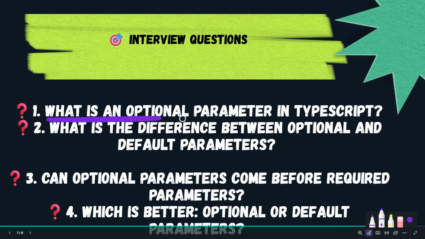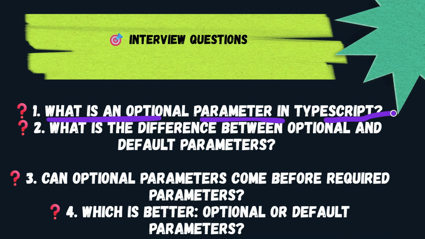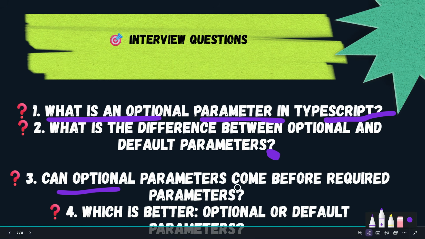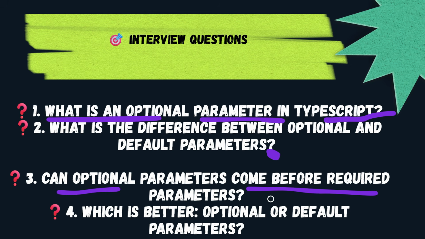The first one: what is an optional parameter in TypeScript? An optional parameter allows a function parameter to be omitted while calling the function. It is defined using the question mark symbol. The next: what is the difference between optional and default parameters? An optional parameter becomes undefined if no value is passed, as you have already seen in the examples, while a default parameter uses predefined values. The next: can an optional parameter come before required parameters? No, an optional parameter must come after the required parameters, as you already know.